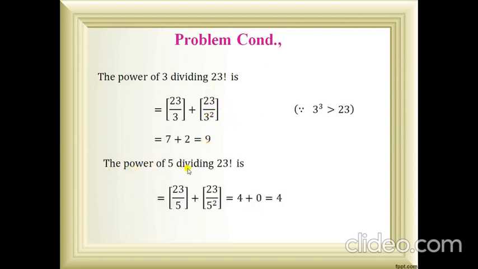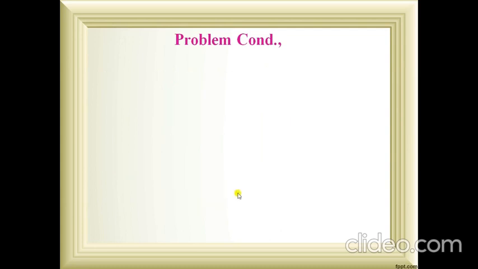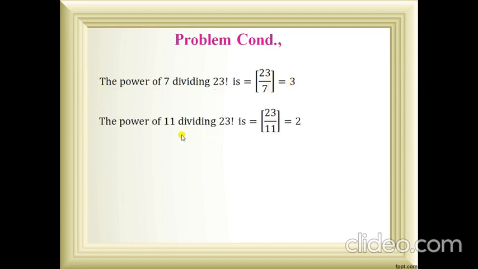Next, the power of 5 dividing 23 factorial. Here the second term is also not possible because 25 is greater than 23. So we have only the first term, 23/5. This is 4. Next prime number is 7. Here also the first term alone gives answer 3. For 11, also the first term alone gives the answer 2.